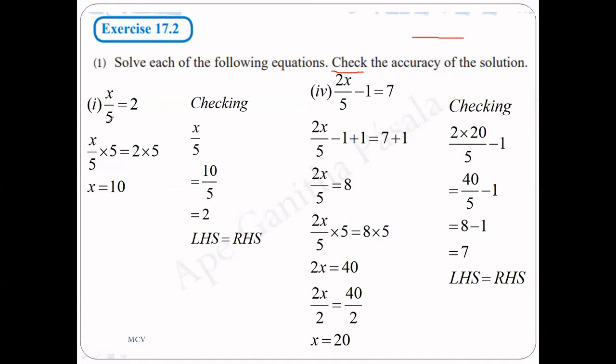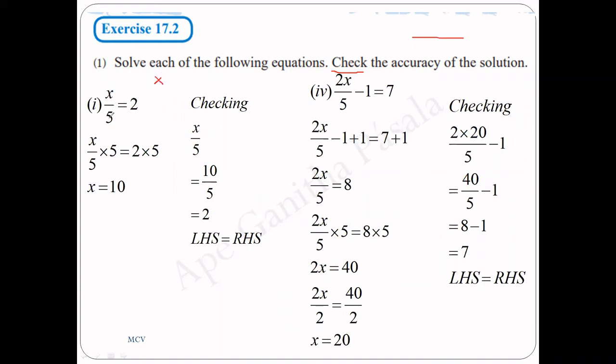Equation is x over 5 equals 2. So here x has been divided by 5. What is the inverse operation of division? Inverse operation of division is multiplication.